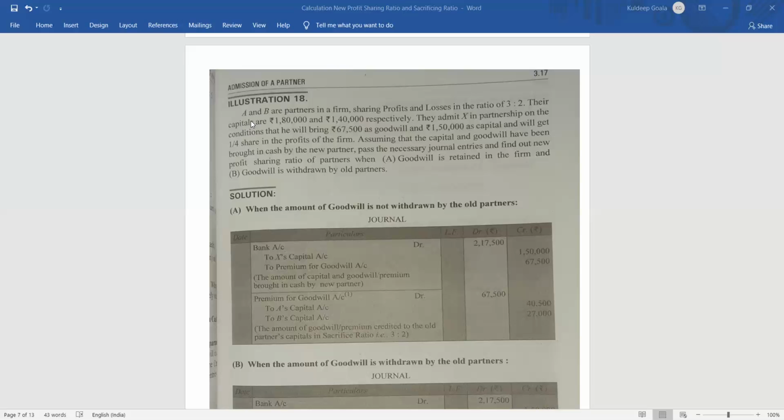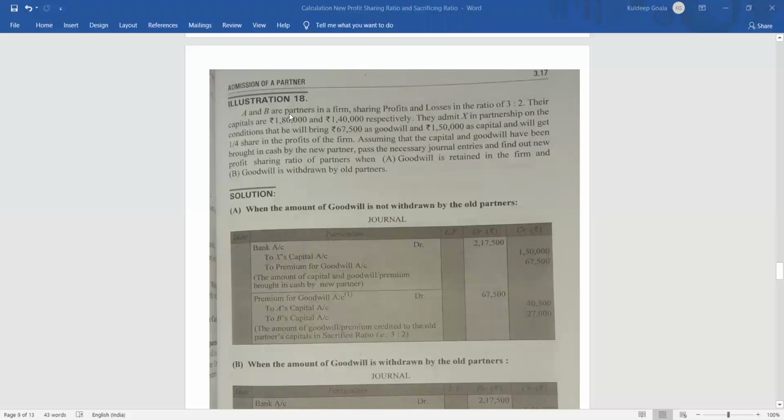So in the first question, what is given here? A and B are partners in a firm, and their profit sharing ratio was 3:2. Their old ratio is 3:2. Their capitals were 1,80,000 and 1,40,000 respectively. They admitted X, a new partner, in the partnership on the condition that he will bring 67,500 as goodwill and 1,50,000 as capital.